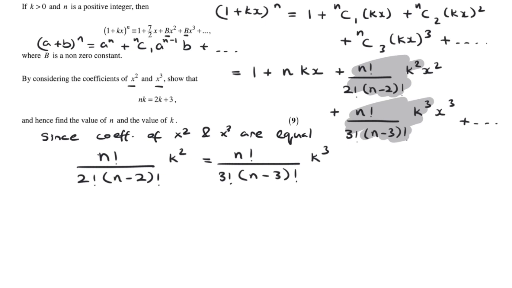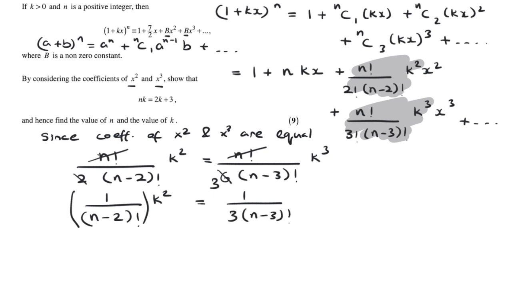Let's see what we can simplify. We can clearly see that the n factorials will cancel each other out. If I divide both sides by n factorial, they basically cancel out, followed by 2 factorial, which is just 2 times 1, or just 2, and 3 factorial, which is 6. And because 2 goes into 6 3 times, I can also simplify that. So what I'm left with is 1 over (n minus 2) factorial k squared, in a bracket, equals 1 over 3 times (n minus 3) factorial times k cubed. So that's as far as I've gotten.